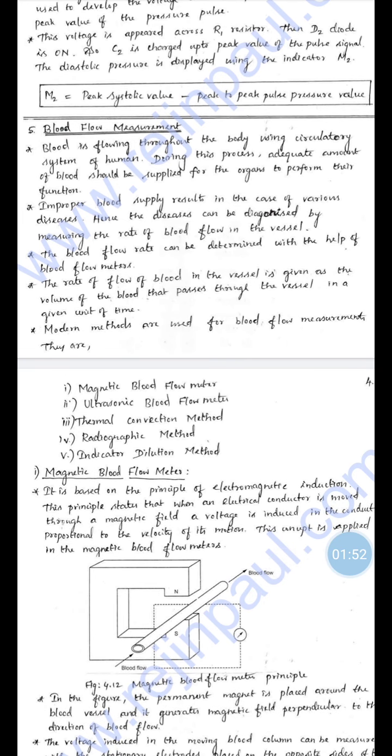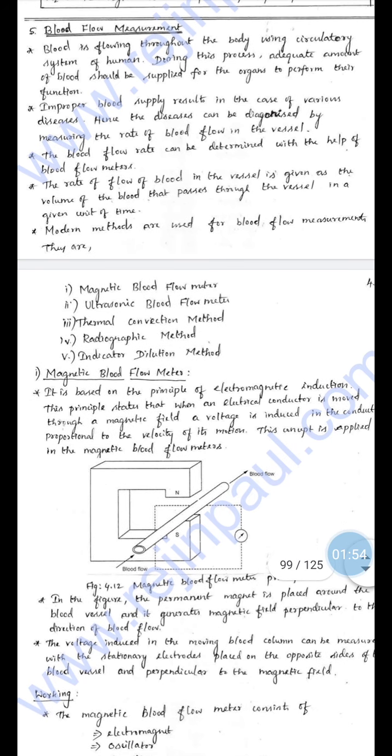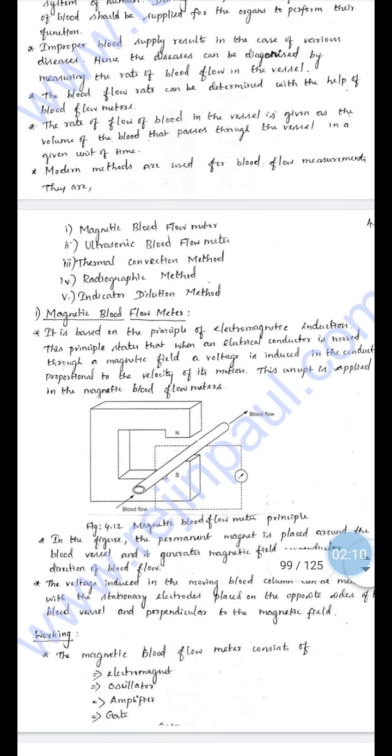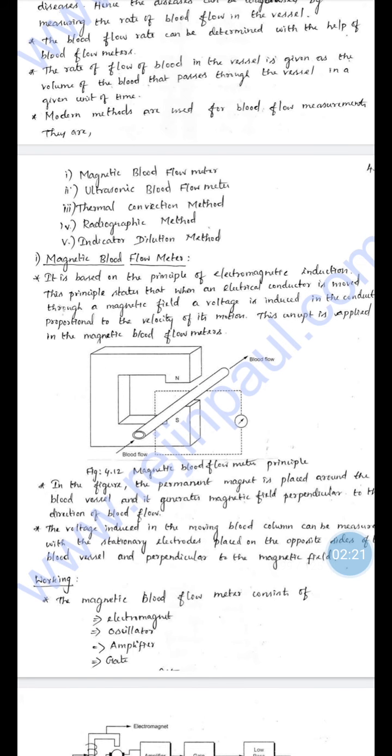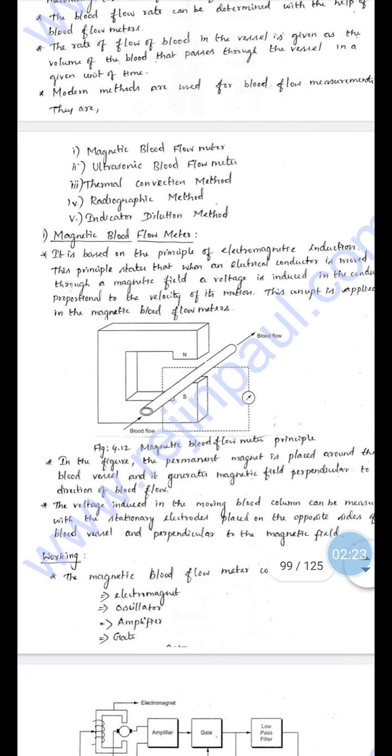Modern methods are used for blood flow measurement. There are 5 methods available to measure blood flow. The first is the magnetic blood flow meter, and then the ultrasonic blood flow meter, thermal convection method, radiographic method, and indicator dilution method. The first one is the magnetic flow meter. It is based on the principle of electromagnetic induction.